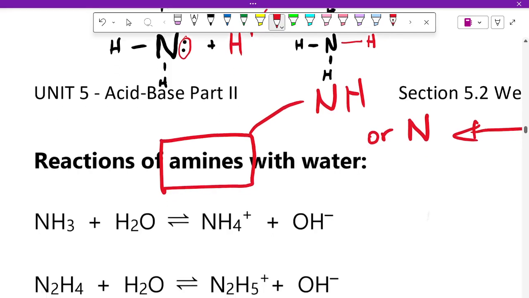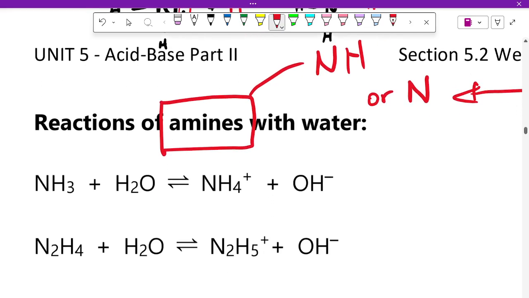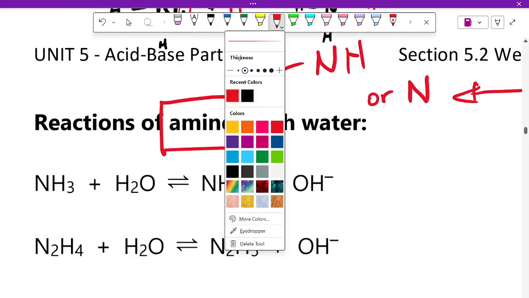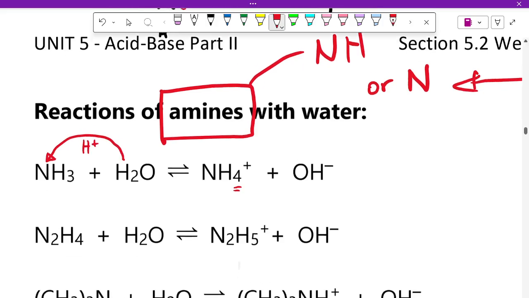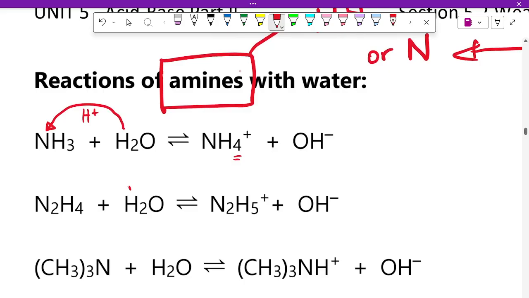So amines reacting with water. Basically, all you're going to do is you're going to take a hydrogen and you are going to put it onto the nitrogen. So instead of having NH3, you'll have NH4. We'll take a hydrogen and we'll put it onto the nitrogen. So instead of having N2H4, we will have N2H5. And it's going to have a positive charge because we've added an H plus.